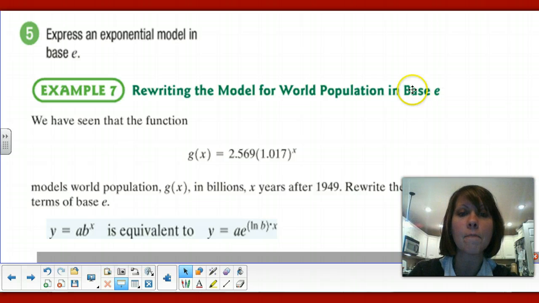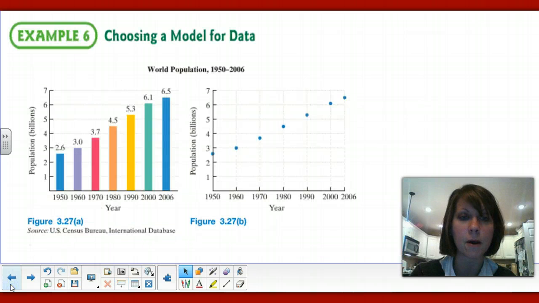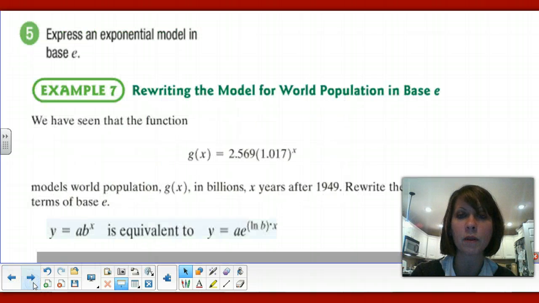Okay. Modeling world population. That's what this last example was about. Okay, and we have this formula. g of x is 2.569 times 1.017 to the x. This will model the world population in billions, x years after 1949. So 1949 is year 0. Rewrite the model in terms of base e.